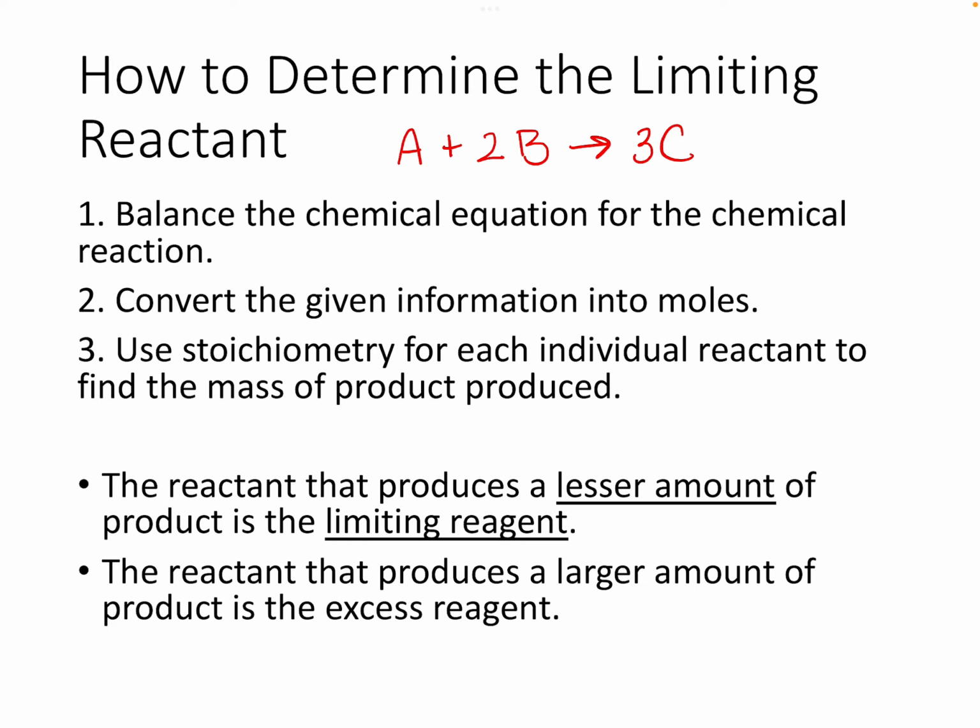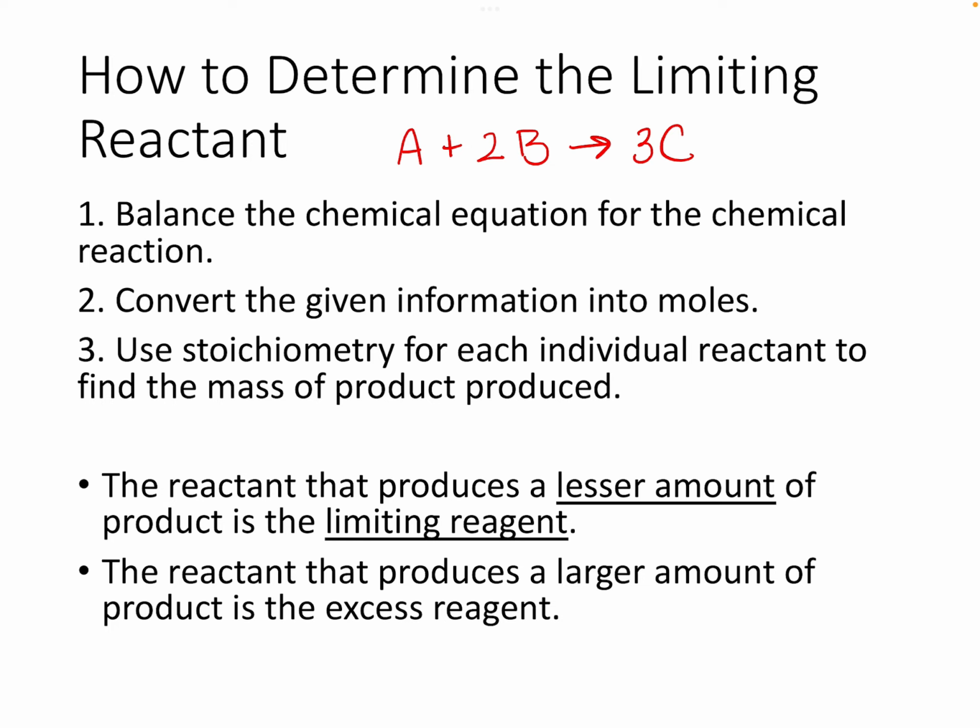So very similar to what we did in the last video, we want to make sure to convert what we have into moles. And in order to do that, we need the correct coefficients. So we need a balanced equation. And then in the next step, we're going to use stoichiometry or mole ratios for each reactant to find the mass of product that's produced.